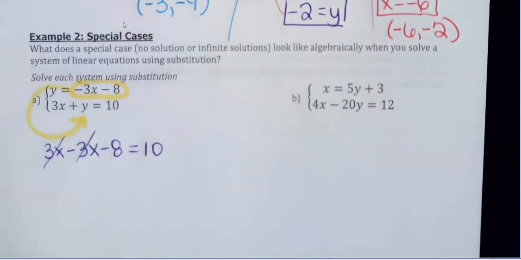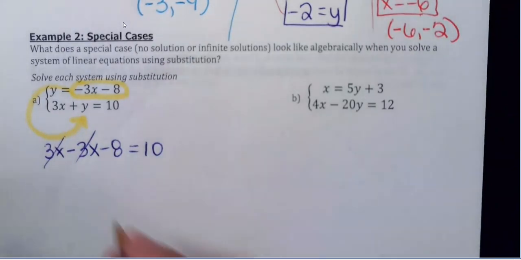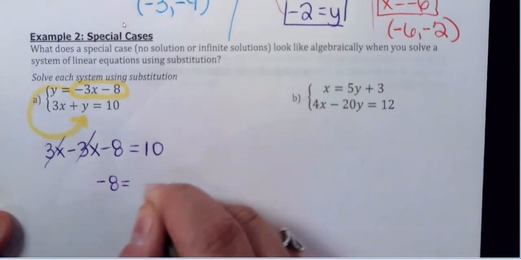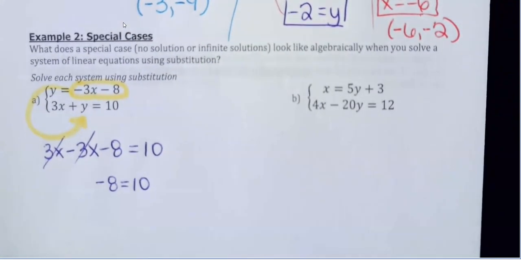So those are just gone. They're on the same side of the equation. If your variables all cancel out, it's going to be a special case. So on the last two problems we had x and y, they were still involved. If your variables cancel out like they did here, you're just going to end up with two numbers. So you got to ask yourself a question. Is negative 8 equal to 10? Like true or false?